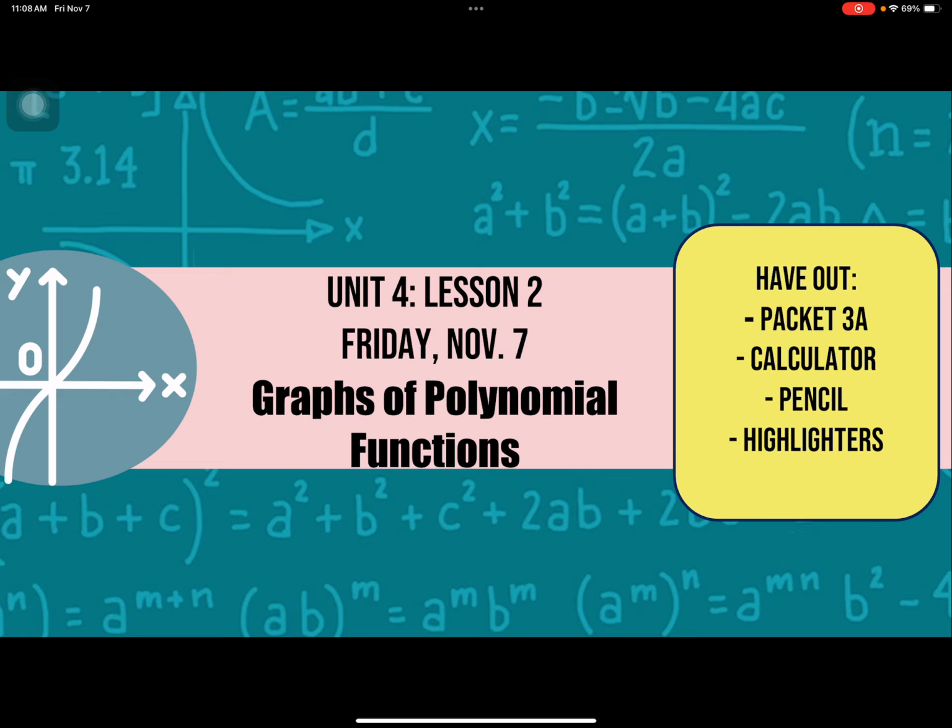So on Thursday, we started our unit on polynomials. We're obviously continuing that, but we're going to start talking about graphs of polynomials and things we can estimate or approximate with those. Okay, so you will need your calculator as we go.